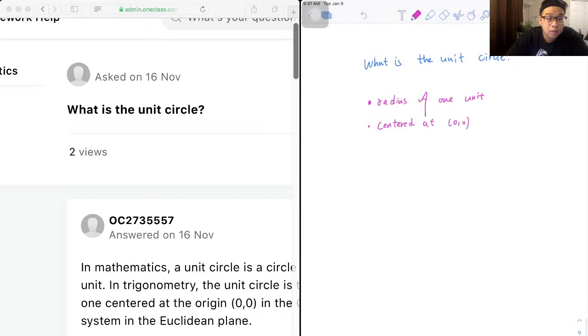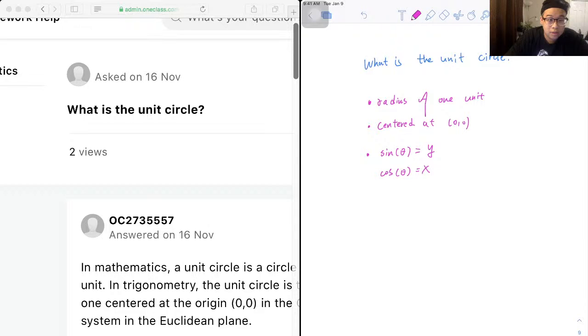And so the point of the unit circle is that it makes other parts of the mathematics easier and neater. So for instance, in the unit circle, for any angle theta, the trig values for sine and cosine are nothing more than sine theta is equal to y and cosine theta is equal to x. So let's write that down. Sine theta is equal to y, cosine theta is equal to x.